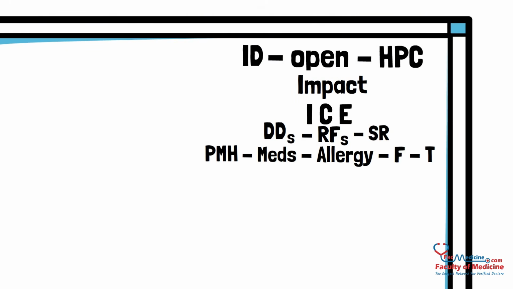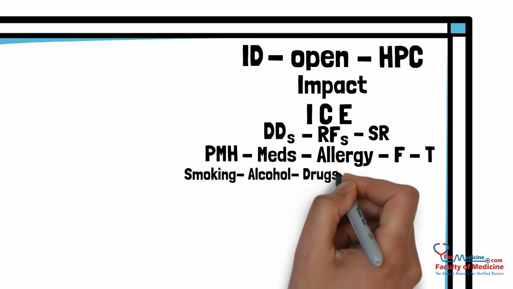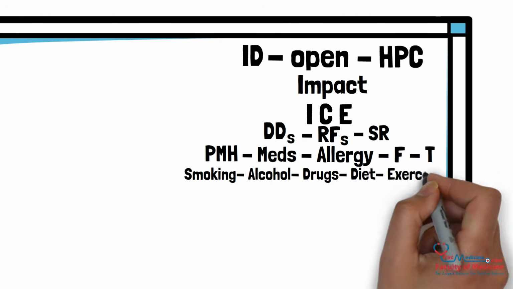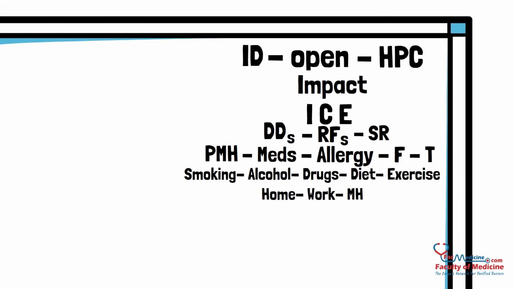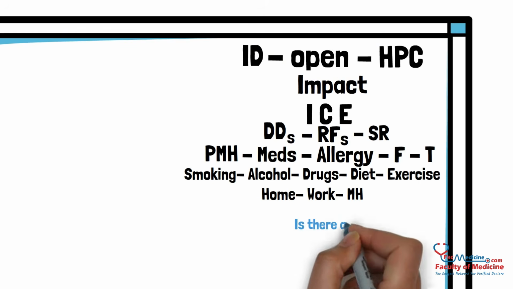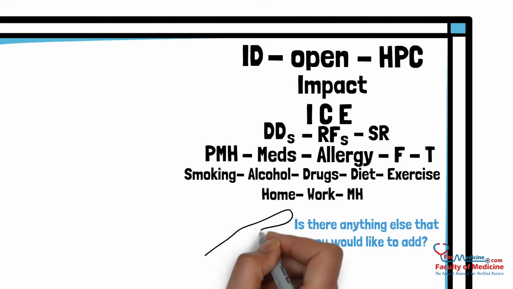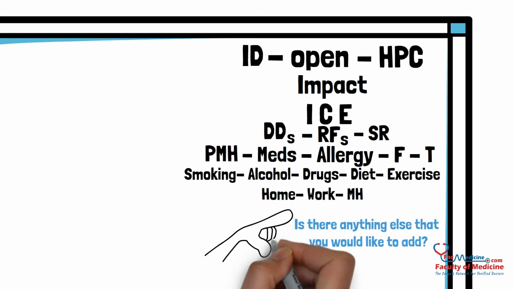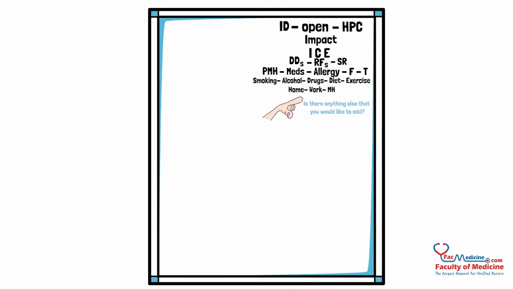Now, social history, which is quite important, which may include smoking, alcohol, drugs, diet, and exercise. If I haven't already asked about home, work, or mental health, I may cover that here. Before verbalizing my diagnosis, I usually ask an open question like, is there anything else that you would like to add? Then I share the diagnosis. I often follow this with, have you ever heard about this condition before? Which gives me a chance to explain it in simple terms and check their understanding.